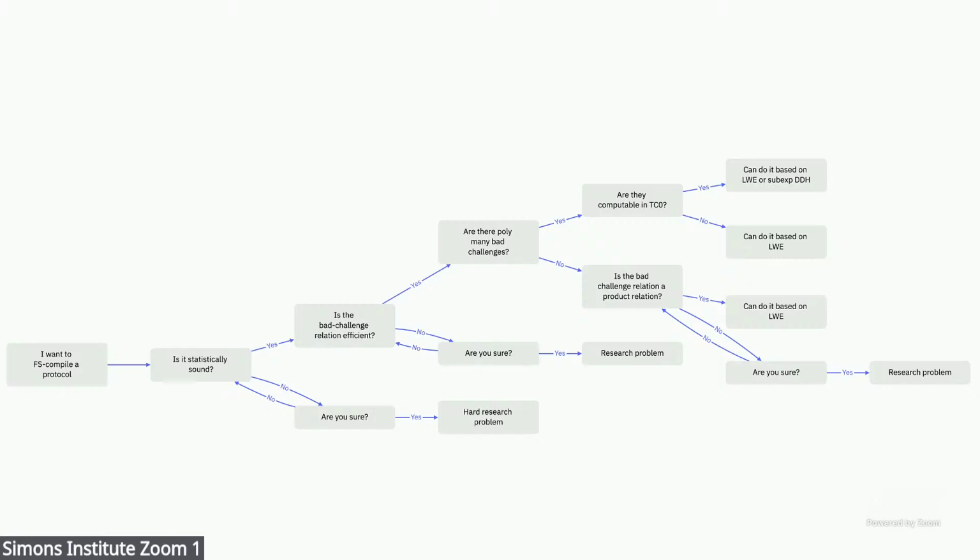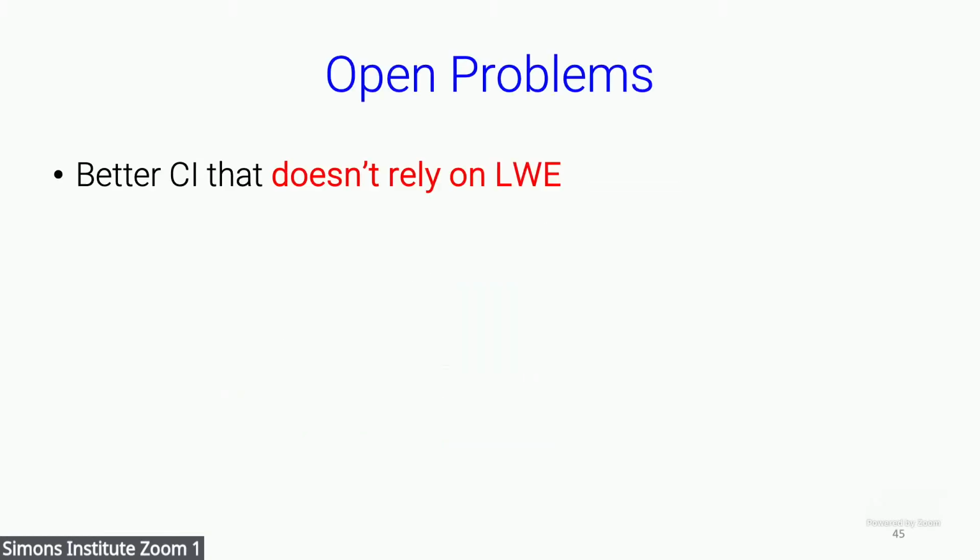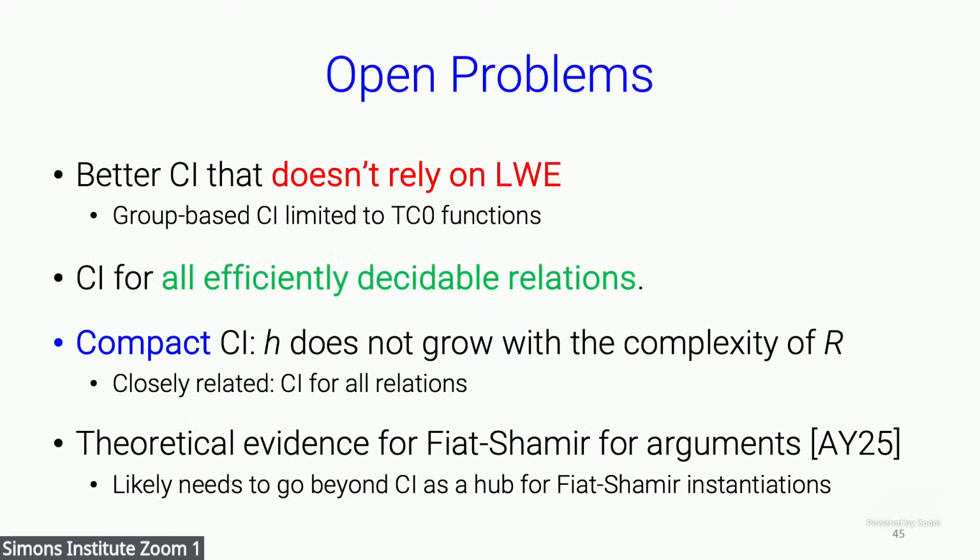And there are basically a few questions that matter: is the protocol statistically sound? Is the bad challenge relation efficient to decide? How many bad challenges are there? And how hard is it to compute what they are? In what complexity class do they live? And so you can stare at this flowchart later, and maybe it'll be useful in your research. I think I've described these open problems already, so I won't state them again.